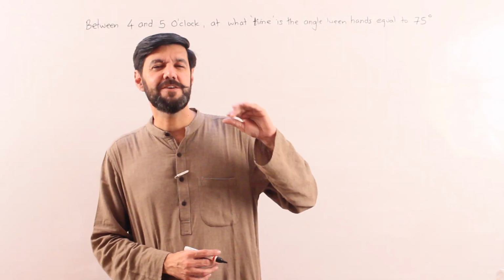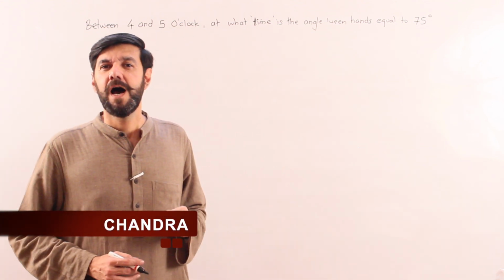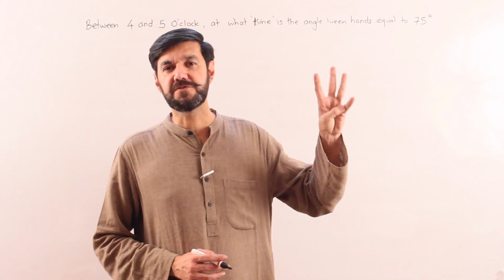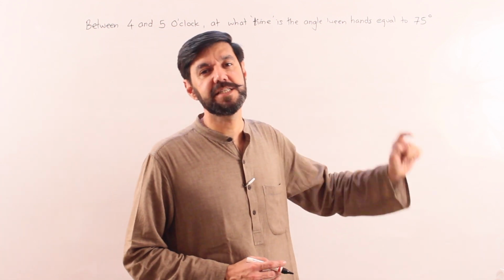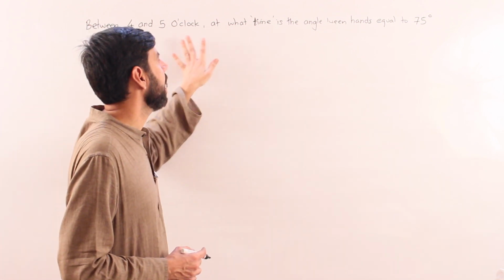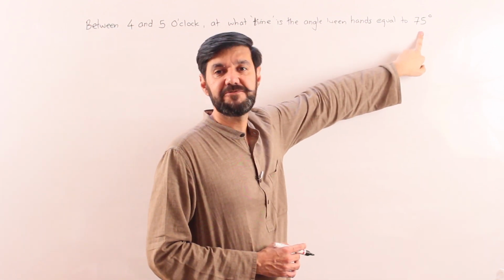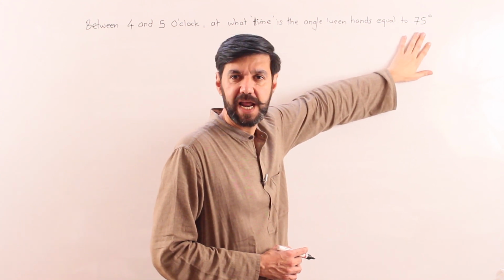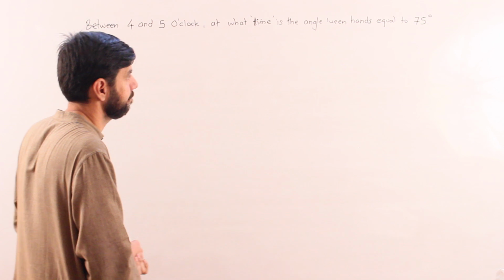Increasing the difficulty level a little notch higher. We'll go beyond the special angles of 0 degrees, 180 degrees, 90 degrees. So the question reads: between 4 and 5 o'clock, at what time is the angle 75 degrees? This is what I mean by now we'll be getting any possible angle, need not be a special angle.